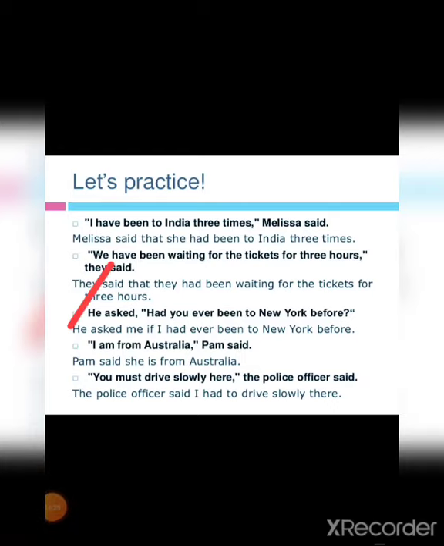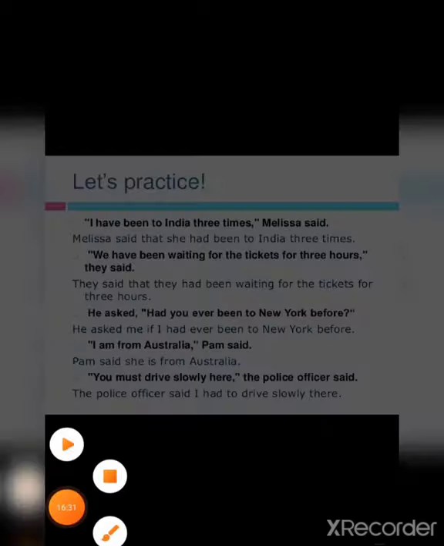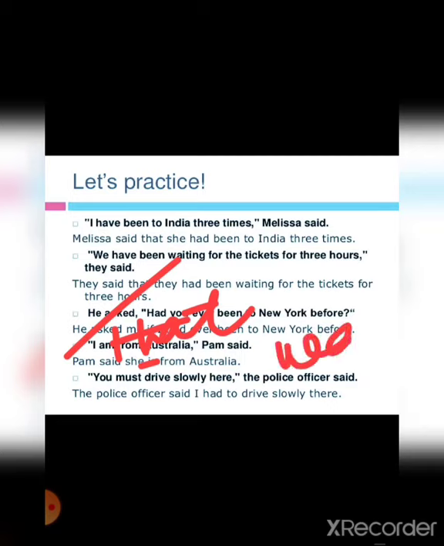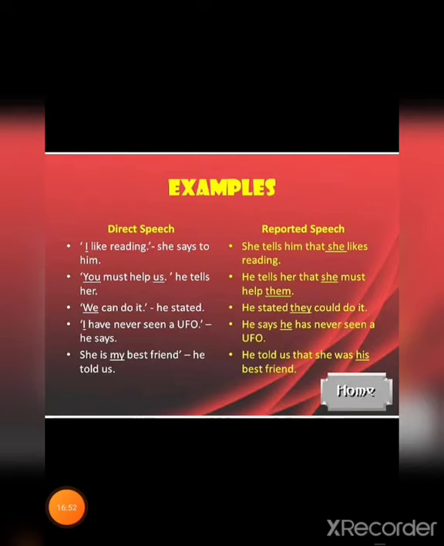Next example. I'm from Australia, Pam said. So Pam said that she was from Australia. She was from Australia. Here "I" will become "she" and "am" will become "was". Okay. Wherever there will be "says to", you have to write "tells". If "said to" is written, then you have to write "told".